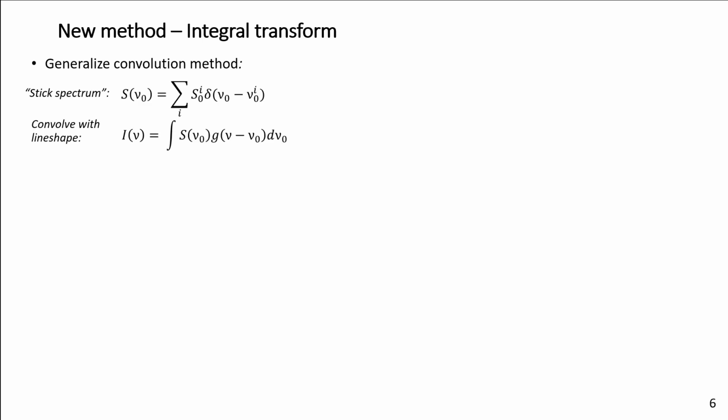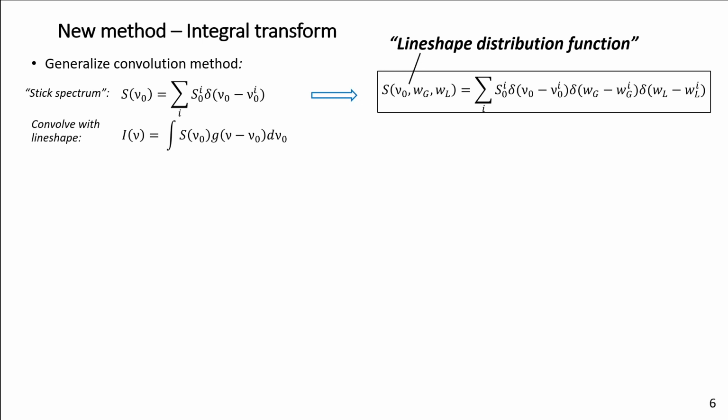Instead, it's more helpful to have another look at the equations and extend them to allow for varying line profiles. For the constant line shape, we had to generate a stick spectrum and convolve it with the line shape. This could be generalized by multiplying the stick spectrum with Dirac deltas for the Gaussian and Lorentzian widths. We call the resulting function the line shape distribution function, and this is now a function of the Gaussian and Lorentzian width axis in addition to the spectral axis.